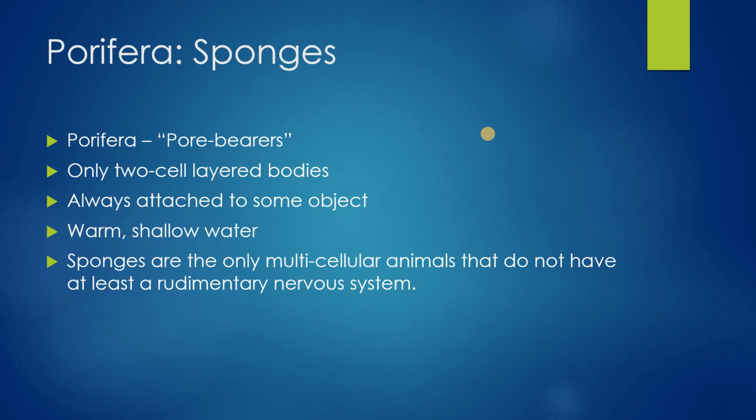Now, a sponge is always attached to something. They don't move. They're always sessile. Now, they do also live in warm, shallow water. Sponges are the only multicellular animals that do not have even a rudimentary nervous system. They don't have a nervous system. They're completely inept at feeling things and sensing things. They're just there. But they are, in fact, animals.